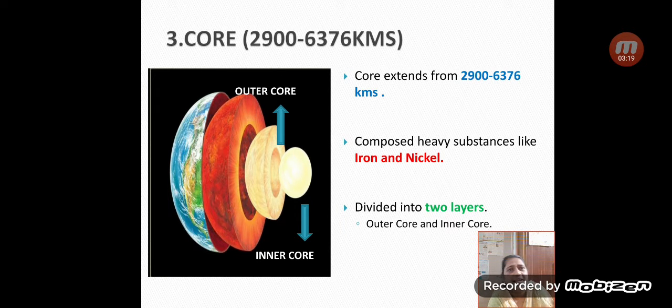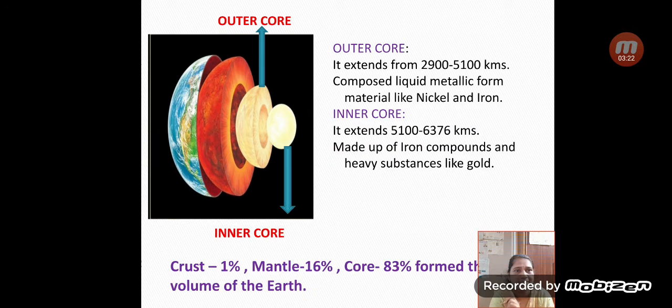This core again can be divided into two layers: first one outer core and second one inner core. The outer core extends from 2,900 kilometers to 6,376 kilometers. It is composed of liquid metallic material like nickel and iron.